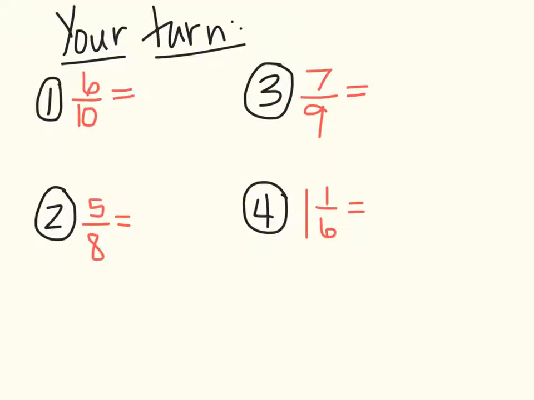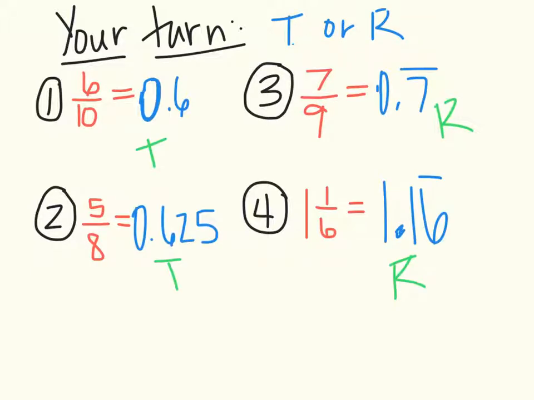So I want you to try these 4 examples, and basically what you're going to do is change each of these fractions into a decimal and then identify whether it is a terminating decimal or a repeating decimal, and you're more than welcome to just identify them by using the T or the R to help you. So if you take a look at the screen, you're going to see that each of these fractions are now changed into their decimal equivalent. Number 1 and 2 were both terminating decimals, and numbers 3 and 4 were both repeating decimals.